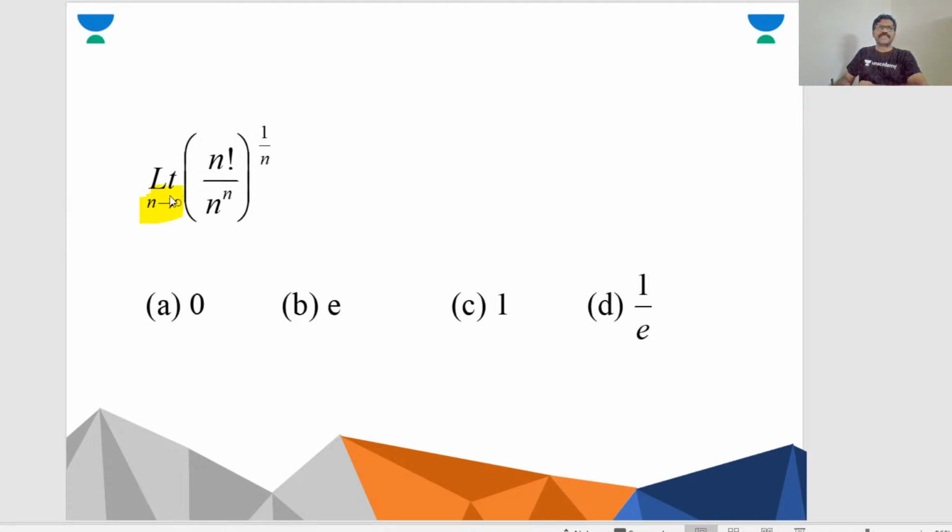Limit n tends to infinite, n factorial by n power n, whole power 1 by n. Try this one.